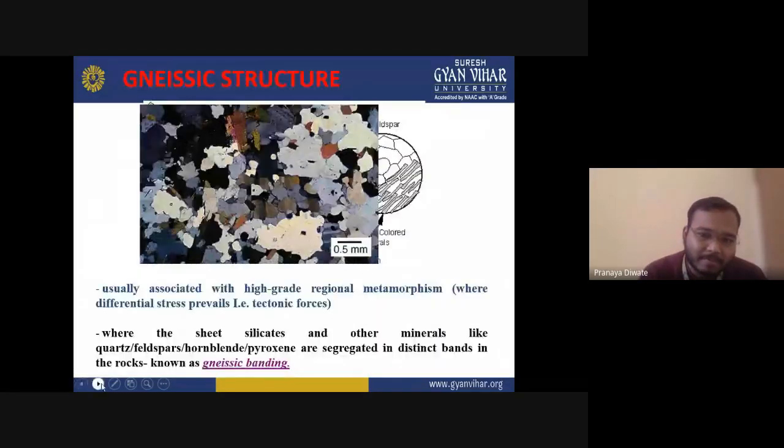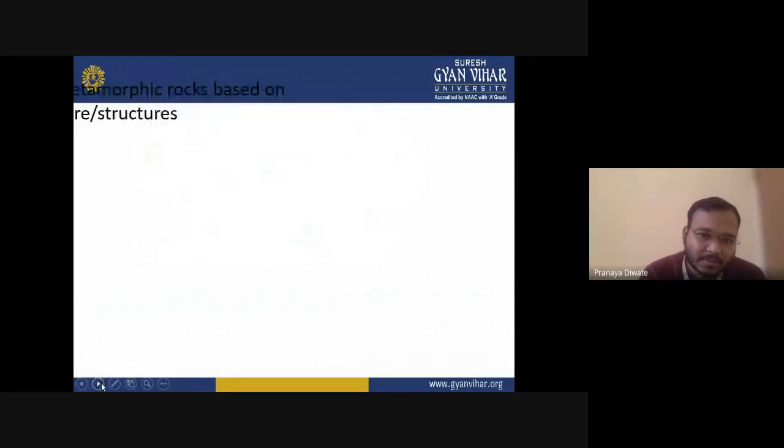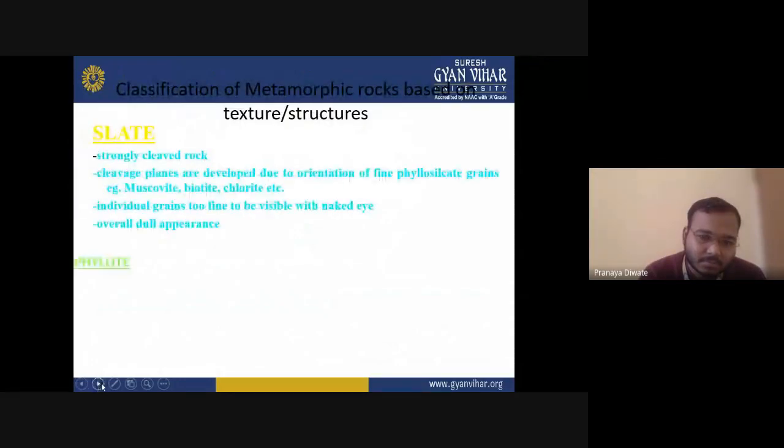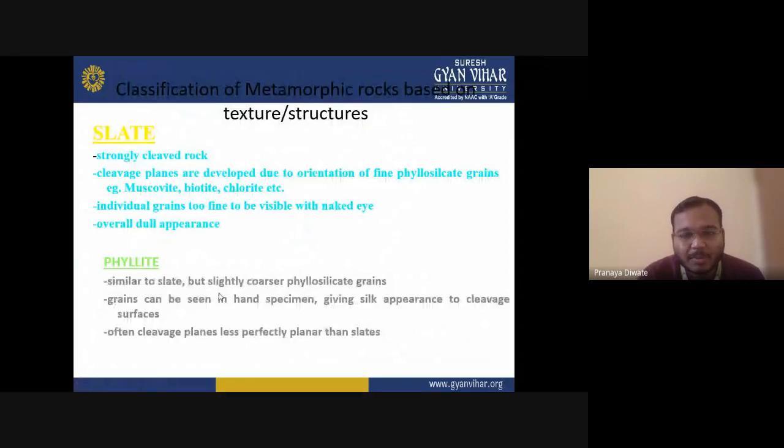So this is the micrograph of your structure. Now we are going to see the texture and structure of metamorphic rock.